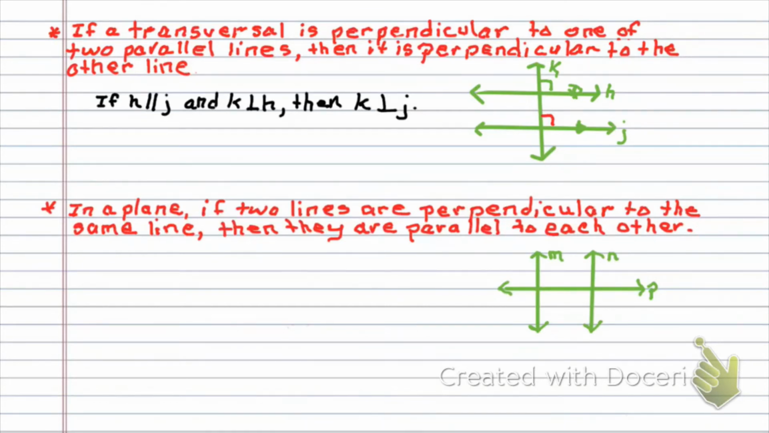And finally, our last statement tells us that in a plane, if two lines happen to be perpendicular to the same line, then I can say that those lines will be parallel. So in other words, it's telling us that if I know that line M is perpendicular to line P, and I know that line N is also perpendicular to line P, then I can say that line M will be parallel to line N.